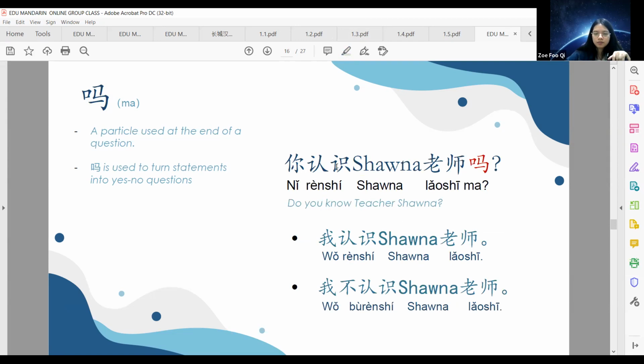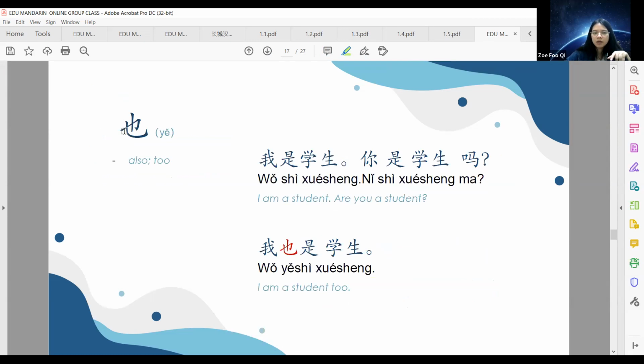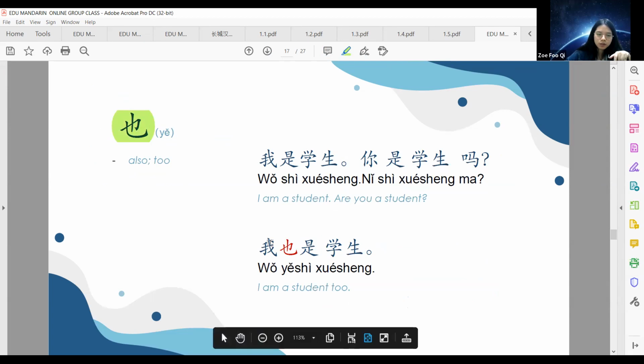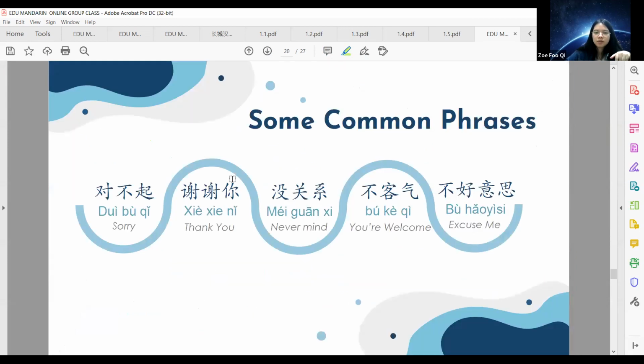Okay, and then for this one, the verb over here is 认识, which is to know. So the only possible answer will be 认识 or 不认识, know or don't know. Then this one, 也, is also okay. Normally we put it after the noun and before the verb. So 也是, 我也是. This is also very important, very common phrases.